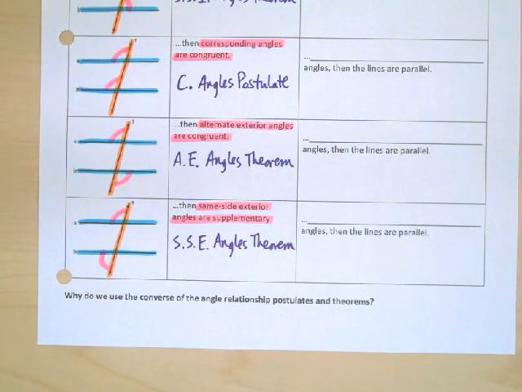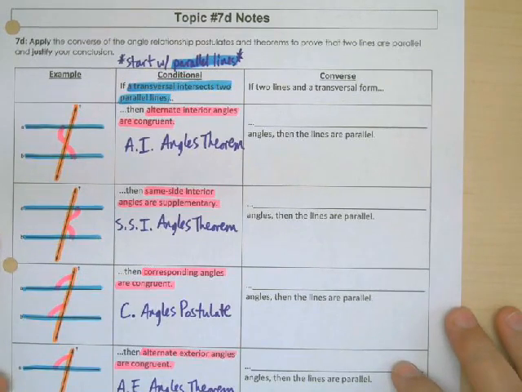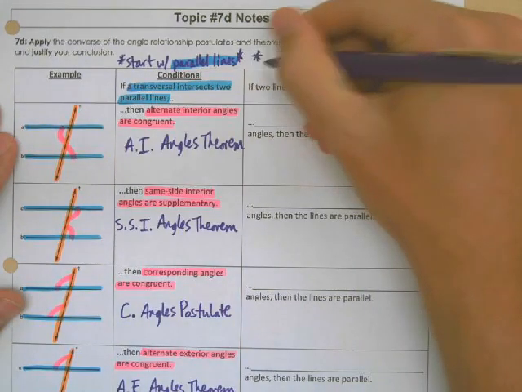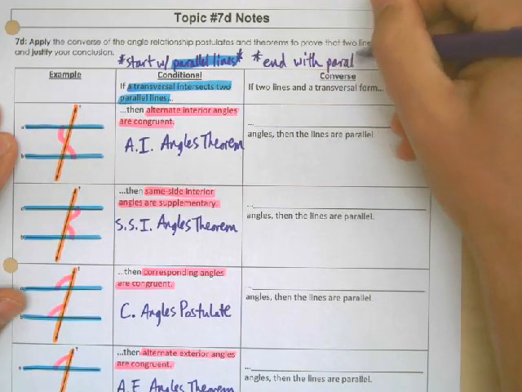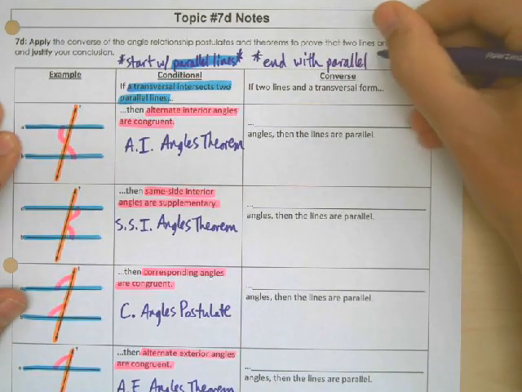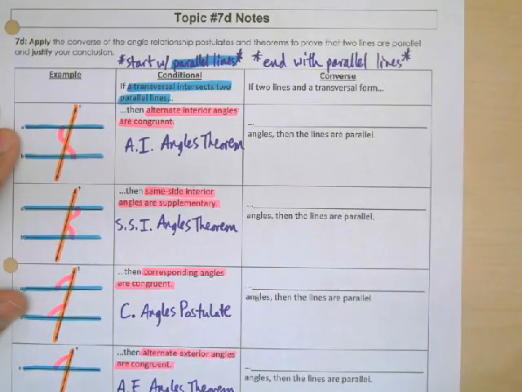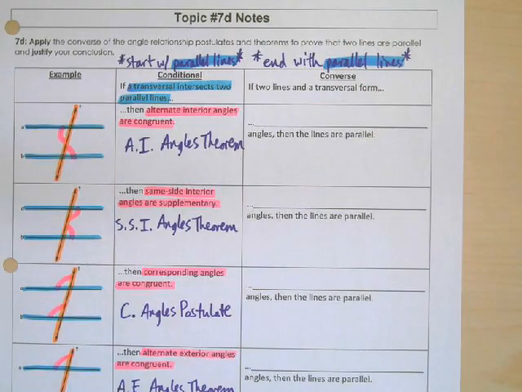Moving on, if we switch the order of the things that we know for a given problem, for example, if we decide to end with parallel lines, instead of starting with them, we end with parallel lines. We're going to call these postulates and theorems the converse.